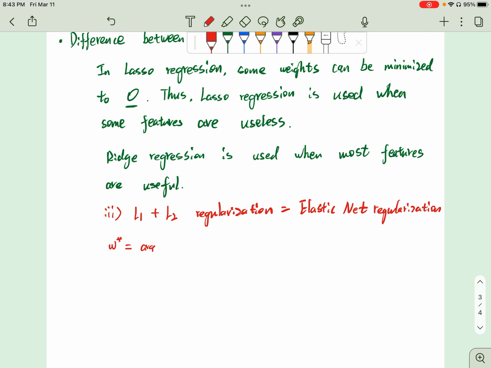And its objective function is argmin omega. This is the arrow. It will equal to, okay, firstly, we want to minimize our error. We also want to minimize the Euclidean distance of our weights vector. We give it a coefficient eta 1. We also have another one, eta 2, and multiply with the Manhattan distance of the weights vector here.